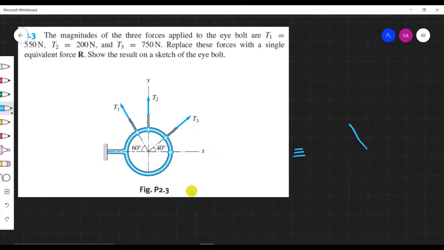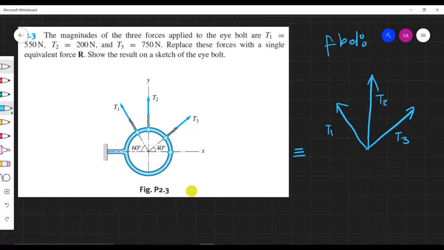Ito drawing ko lang. Ito yung isa. Then isang vertical. Then parang ganyan. Okay? T sub 3. T sub 2. This is T sub 2. Then this is T sub 1. Ito yung tinatawag nating free body diagram. Okay? FBD. Pag sinabing free body diagram, tinanggal mo na yung mga unnecessary object.